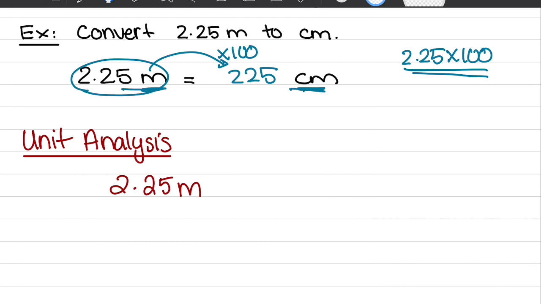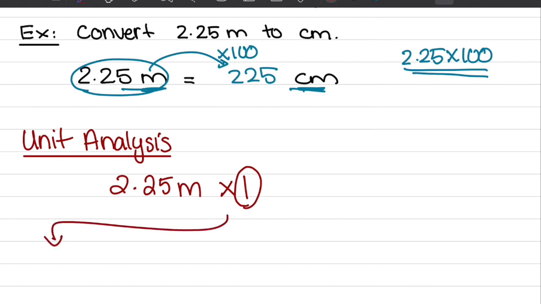Now we know that multiplying anything by 1 doesn't change its value, right? 2.25 meters times 1 is equal to 2.25 meters. I didn't change the number or the distance or anything like that. So what I'm going to do is take that number and play with it so it can help me convert from meters to centimeters. And here's how we're going to do that.